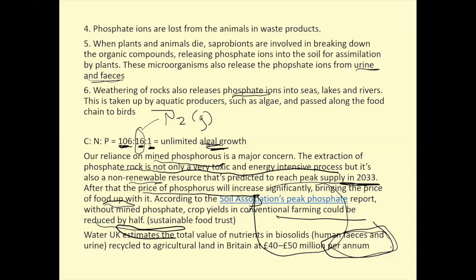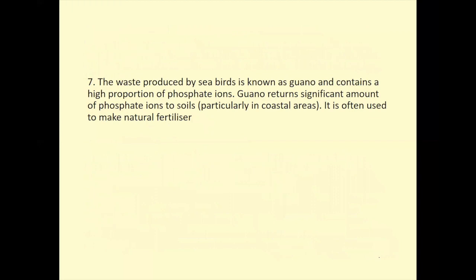The potential value in human feces and urine is 40 to 50 million pounds. As I say, we do use some of it, but it's not as easy as it might sound. So instead we'd mine rocks, and we'd use guano, which is pure bird feces, and that's a way of taking phosphate from the sea and putting it back onto the land. Okay, so we are done.